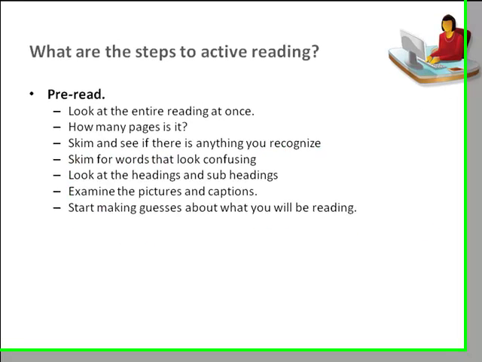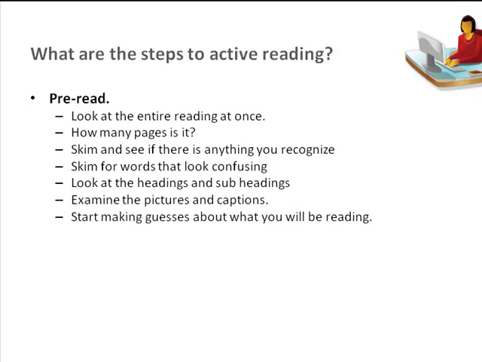So, what are the steps to active reading? Well, one of the first things you want to do when you come across an article that looks like it is going to be useful for your research work is to pre-read it. And there's a number of pre-reading steps that you can take. You can actually look at the entire article at once, look at the entire source at once, kind of skim through it very quickly. Don't take a long time, and do not spend time reading specific information.